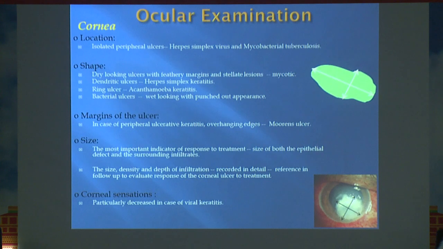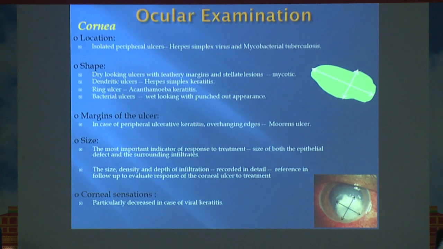Coming to the cornea, in examination of the cornea proper, first we have to see the location. If there is isolated peripheral ulcer, then there may be chances of herpes simplex virus or mycobacterial tuberculosis. If dry looking ulcer with feathery marginal satellite lesion, there may be chances of mycotic keratitis. Dendritic ulcers are seen in herpes simplex keratitis. Ring ulcers are seen in acanthamoeba keratitis, and bacterial ulcers are usually wet looking with punched out appearance.